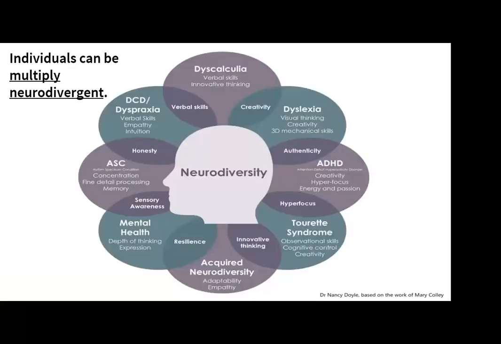Next slide. So this slide shows some conditions that are considered neurodiverse and some of the positive traits that come with them. So the conditions are dyscalculia, dyslexia, attention deficit hyperactivity disorder, Tourette syndrome, acquired neurodiversity, mental health, autism spectrum condition, and dyspraxia. And just so you know, it is possible for individuals to be multiply divergent, meaning they have more than one of these conditions. Next slide.